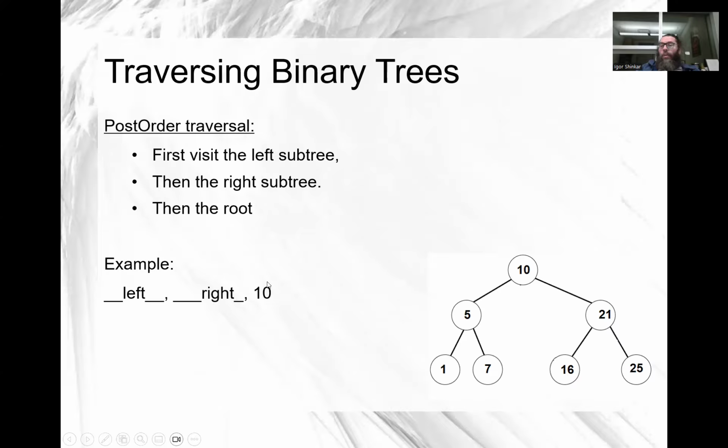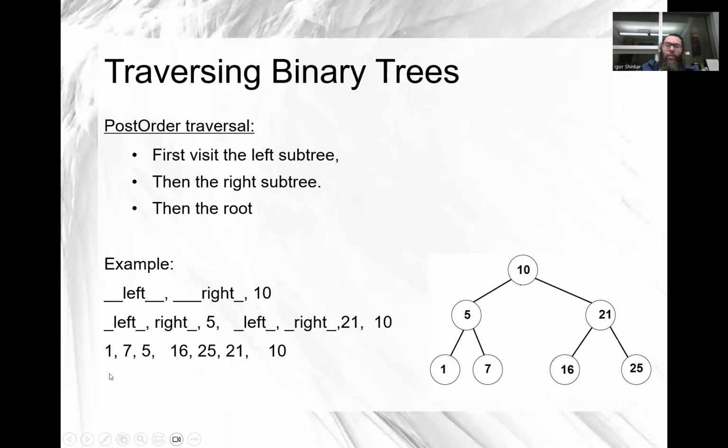So in this example, the root is 10, that's easy. What about the left subtree? It's something, something, 5. What about the right subtree? It's something, something, 21. Let's look at the left part, only recursion on the left. What do we have in the recursion inside 5? It's 1 on the left, 7 on the right. So the answer is 1, 7, 5.